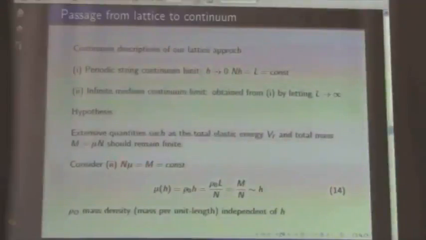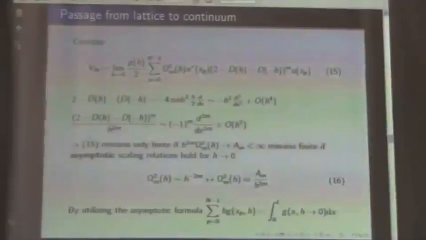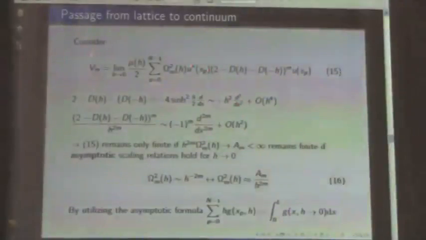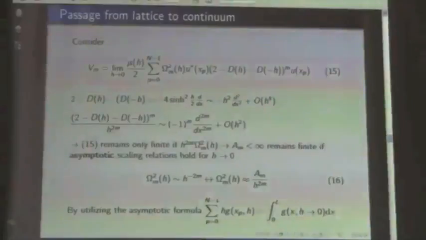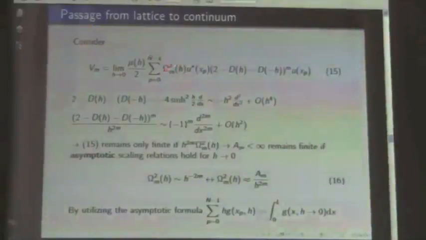When we make this very simple hypothesis in the beginning, then we find the necessary scaling behavior of the mass of the particle. Namely, it must scale with the lattice spacing, so it must be a constant density multiplied by h. So the particle must become lighter and lighter so that the total mass stays constant. This is rather trivial for the mass, but more interesting for the elastic potential. If we now look at the nth order of this series in the characteristic function, in the potential, we have the requirement that the nth order must stay finite when h tends to 0.